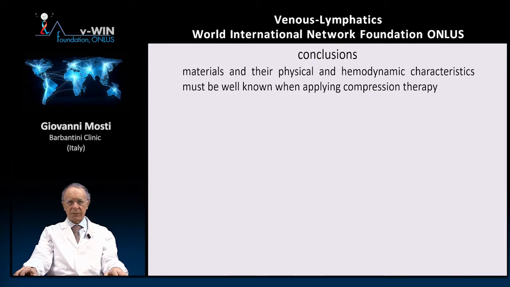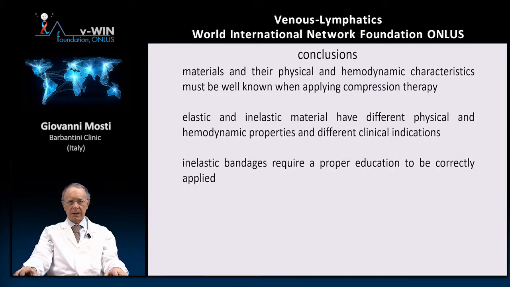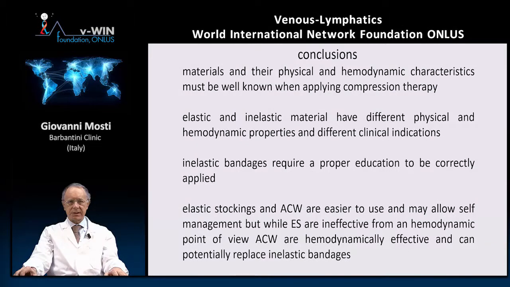Conclusion: materials and their physical and hemodynamic characteristics must be well known when applying compression pressure. Elastic and inelastic material have different physical and hemodynamic properties and different clinical effectiveness. Inelastic bandages require proper education to be correctly applied. Elastic stocking and adjustable compression wraps are easy to use and may allow self-management, but while elastic stocking are ineffective from a hemodynamic point of view, adjustable compression wraps are hemodynamically effective and can potentially replace inelastic bandages.